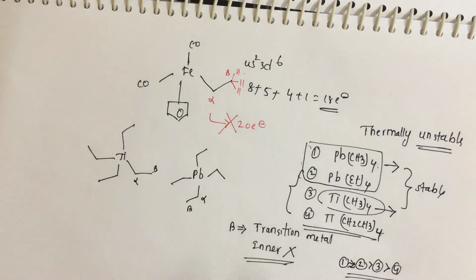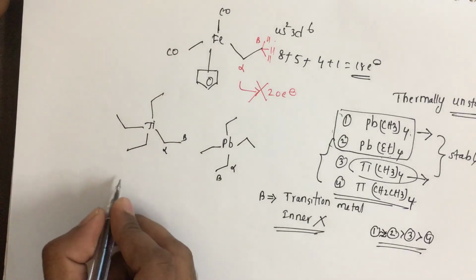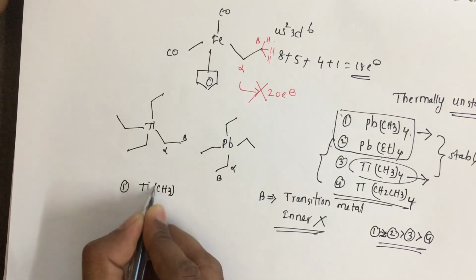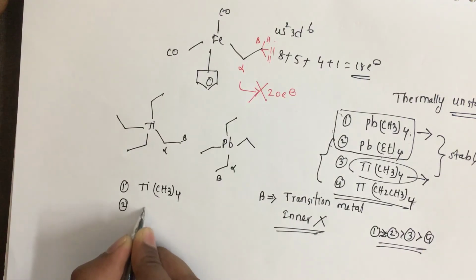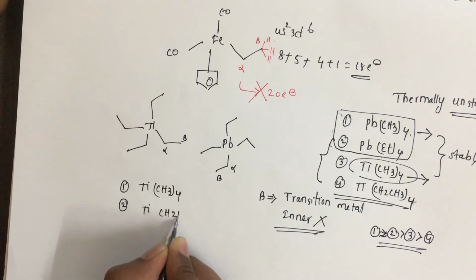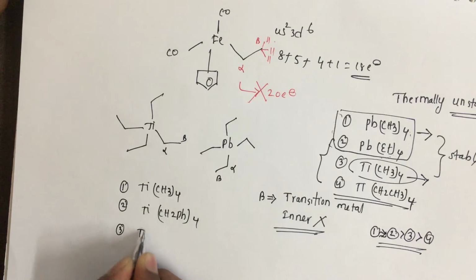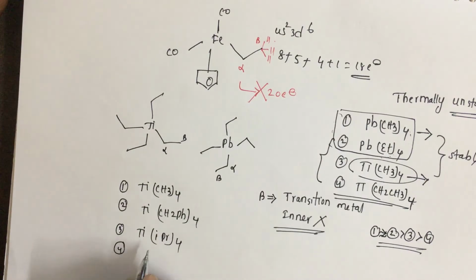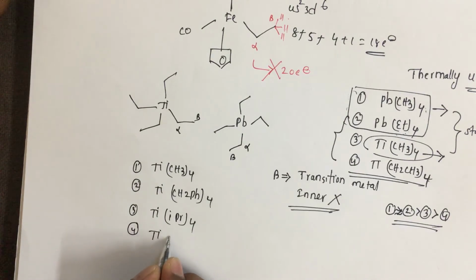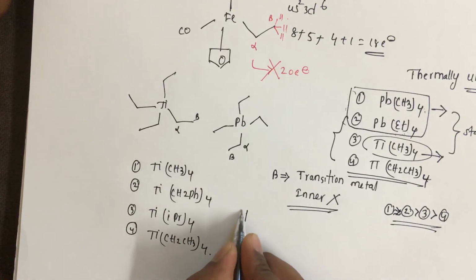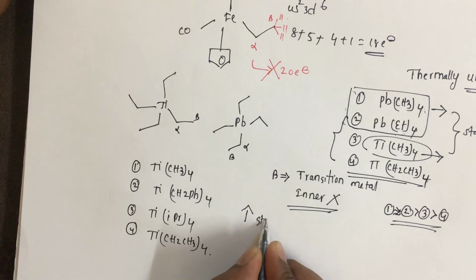Okay, so next example we have 4 complexes: titanium CH3 4, then titanium CH2 Ph 4, titanium isopropyl group 4 times, and titanium CH2CH3 4. So I ask for the increasing order of stability.